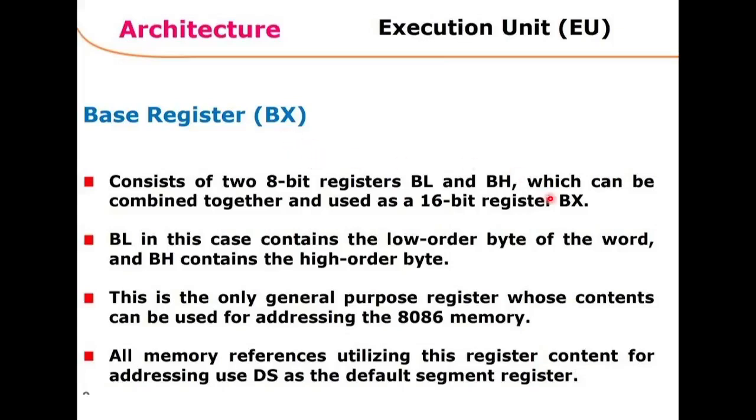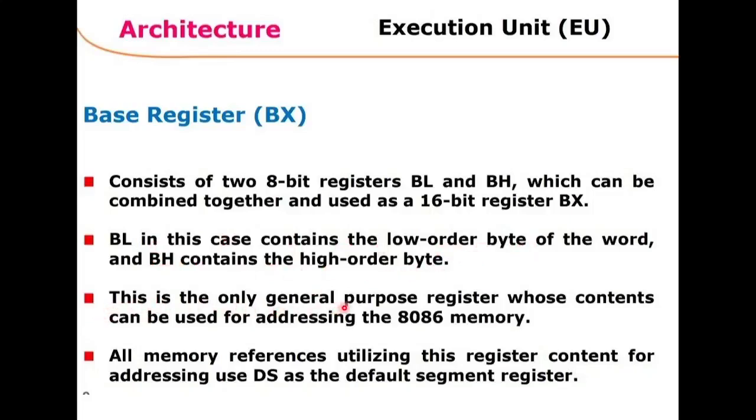So here base register is also 16-bit long, and the total 16 bits we can take as two registers like we discussed in AX. The same way we can take here BL, BH. BL holds lower byte, BH holds higher byte. So BL contains lower byte of word and BH contains the higher byte of word.